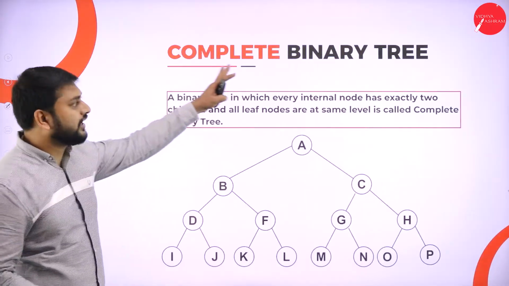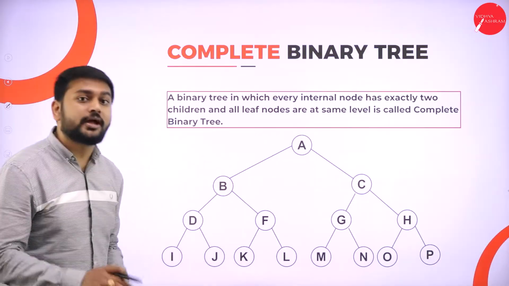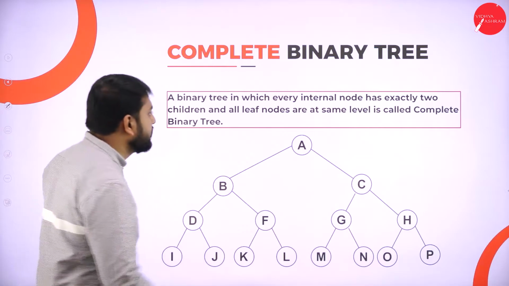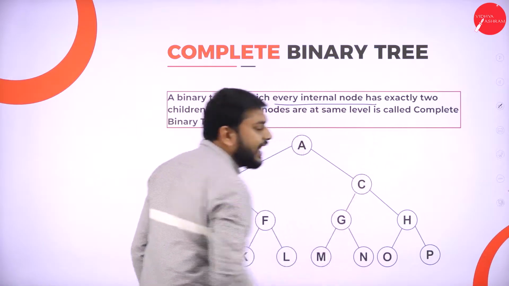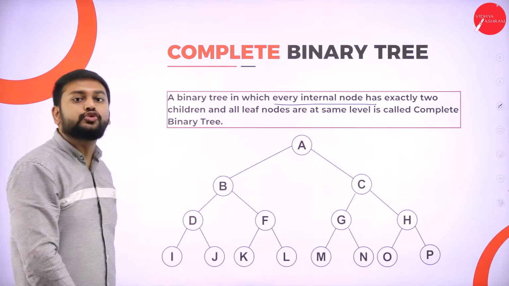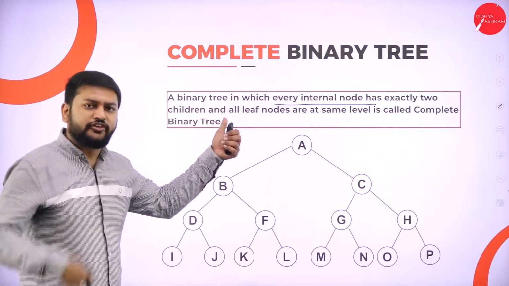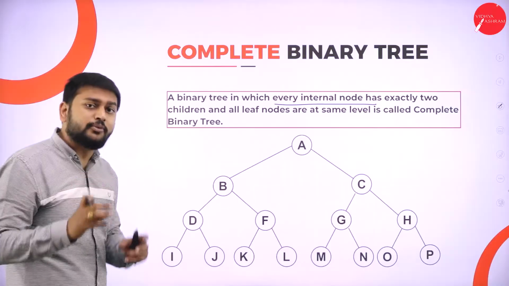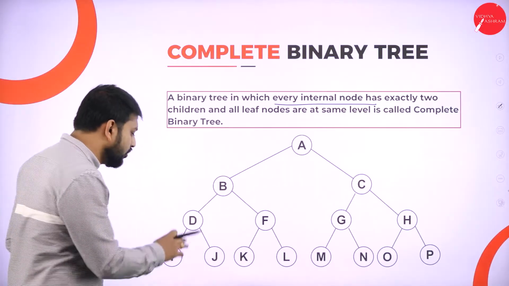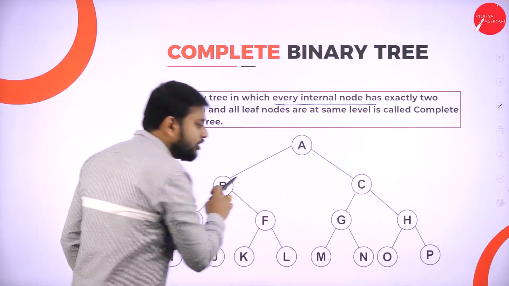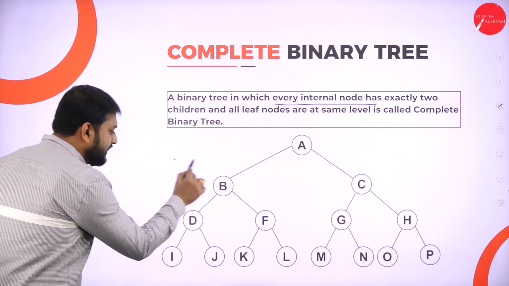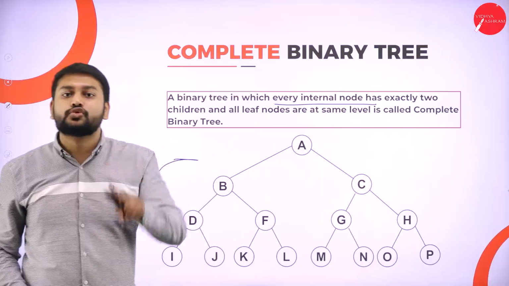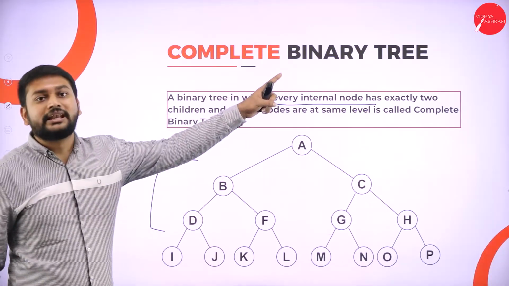Moving forward to the next one, complete binary tree. What happens with the complete binary tree? It's very simple, guys. A binary tree in which every internal node has exactly 2 children. For each and every internal node, I'm speaking about the internal node in the sense of these nodes. So this is what I will call an internal node. These nodes should have exactly 2 children. That is what I will call a complete binary tree.